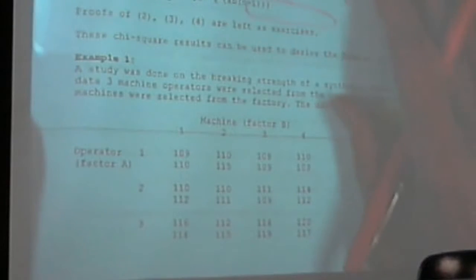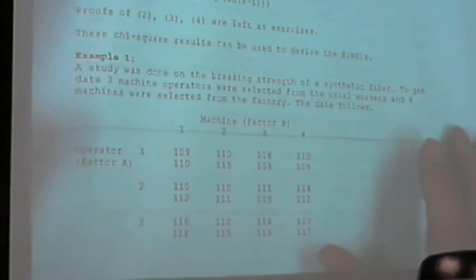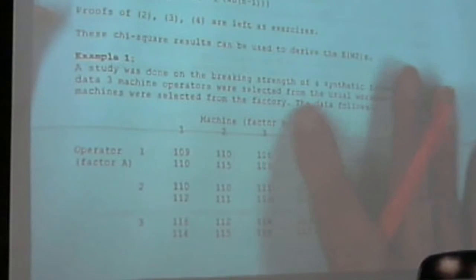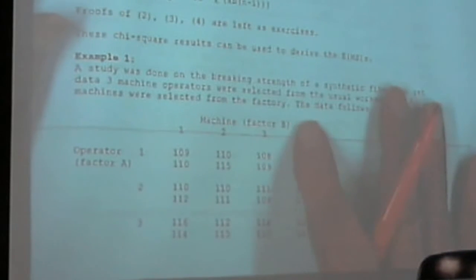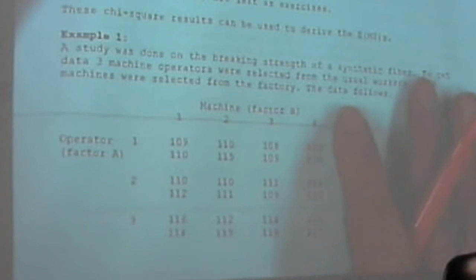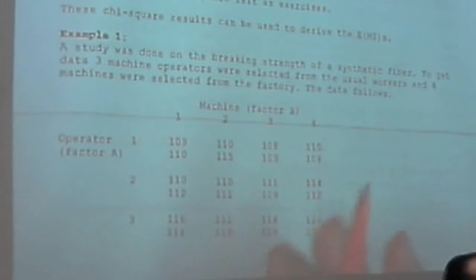All right, let's take a look at the example. So here's some data. It talks about a situation, breaking strength of synthetic fiber. 3 machine operators were selected from the usual workers. 4 machines were selected from the factory floor. And then using these 3 operators and these 4 machines, that gives me 12 cells.